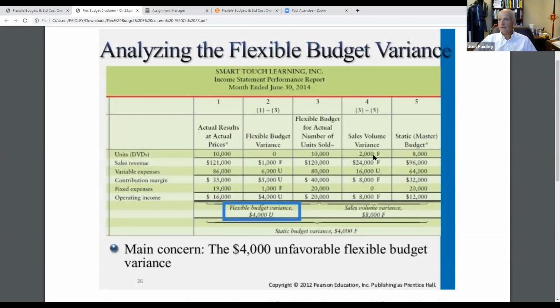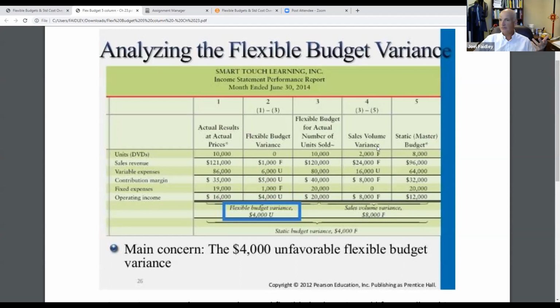All right, so 10, 2,000. Anytime you have more units, that's considered favorable. The rest of these, you ask yourself, is this favorable to the bottom line or unfavorable? 120,000 is 24,000 favorable to the budget. 80,000 is unfavorable, but that's okay. It's always going to be unfavorable if you have more volume. All right. And of course, that's always going to be 0. So this explains why we should have an $8,000 favorable variance to the budget.